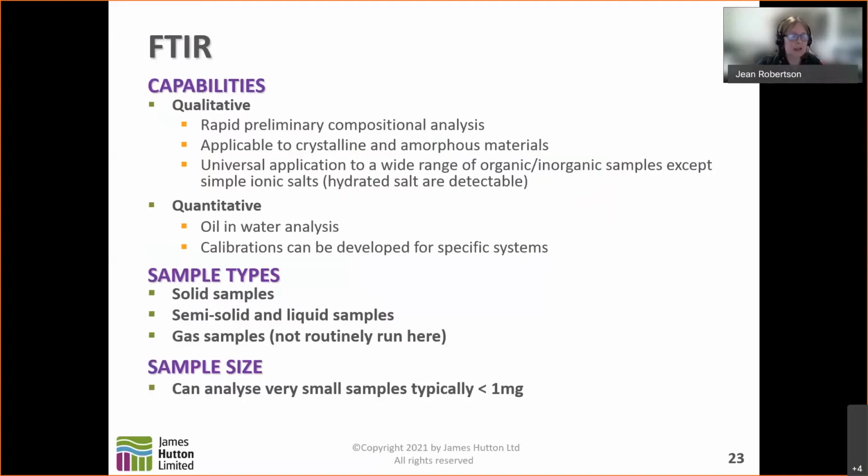The sample types are, again, wide-ranging: solid, semi-solid and liquid, and it's also very useful for gas samples. Although we don't routinely run them here, this could easily be set up if anybody had something that they wanted to be analysed, like emissions or that type of thing. And the sample size is also quite small. We can use samples generally less than 1 milligram, but we also say that for tiny particles, if we can actually pick them up and get them onto the sampling area, we can usually get a spectrum. So it's always worth checking with us as to whether we can actually analyse what you have. Next, please.